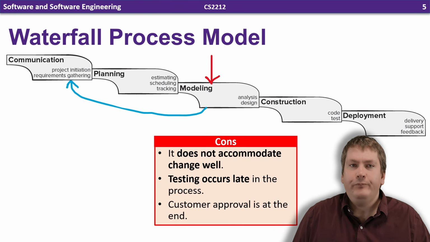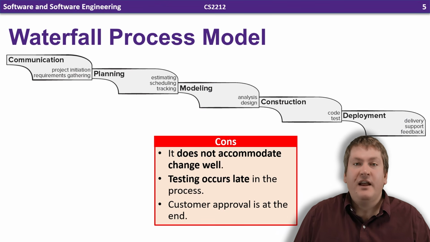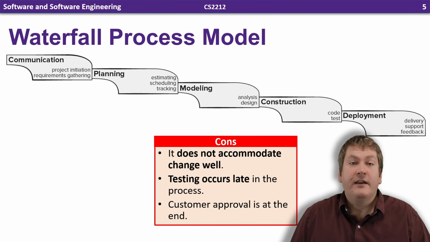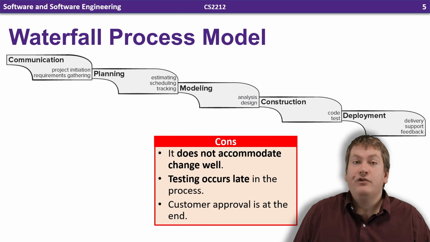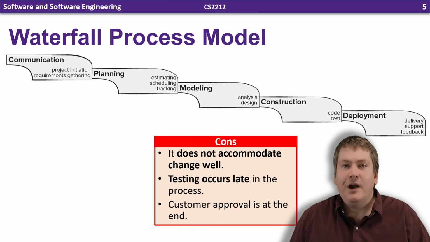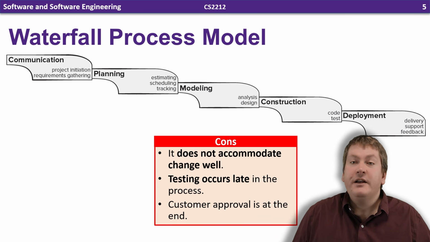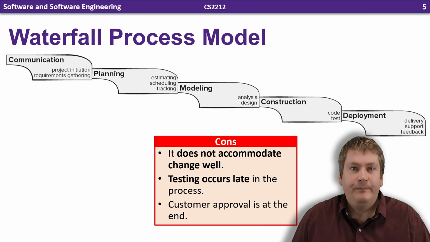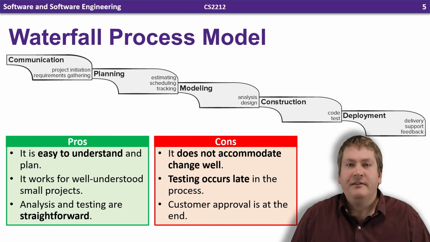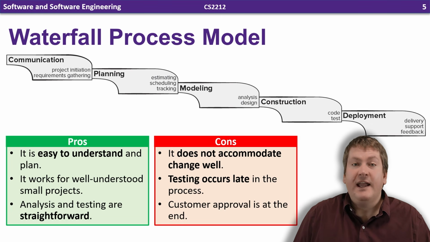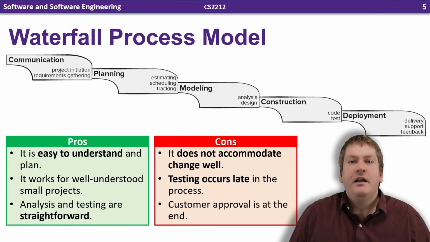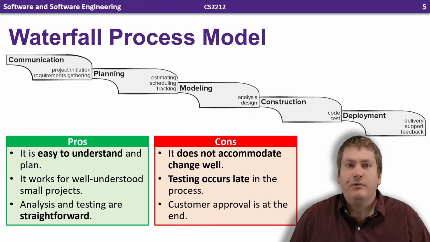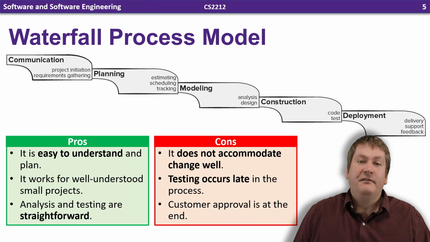Another issue is that testing only occurs during the construction activity, which is rather late in the process. This means errors introduced during requirements modeling and design work aren't going to be caught until late in development. Similarly, feedback is not sought from stakeholders until the end of the process, making correcting defects or any changes requested by stakeholders very costly.